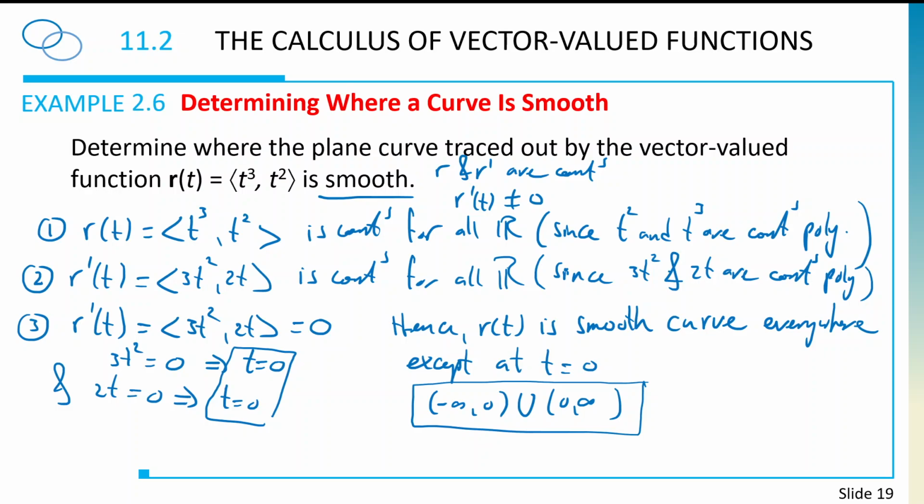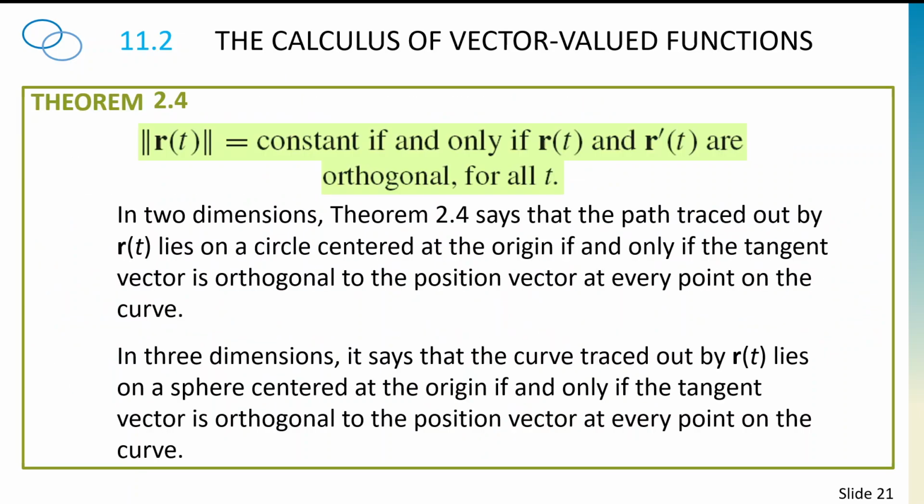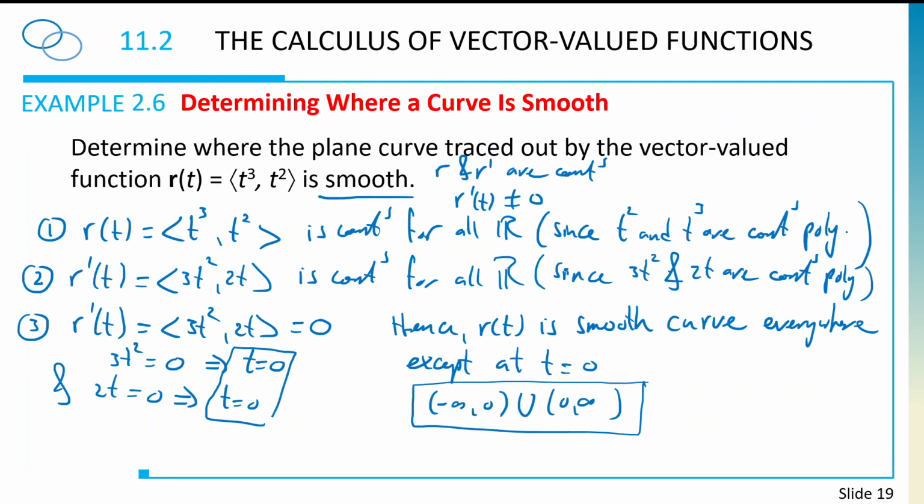So you see, I excluded this point. It's only at one point. Everywhere else, it does not equal 0. So r prime is only equal to 0 at one value, and it's continuous everywhere. Okay. Now, if you look at the curve for this vector valued function, it has a sharp point at 0. So that's why it's not smooth at that point.